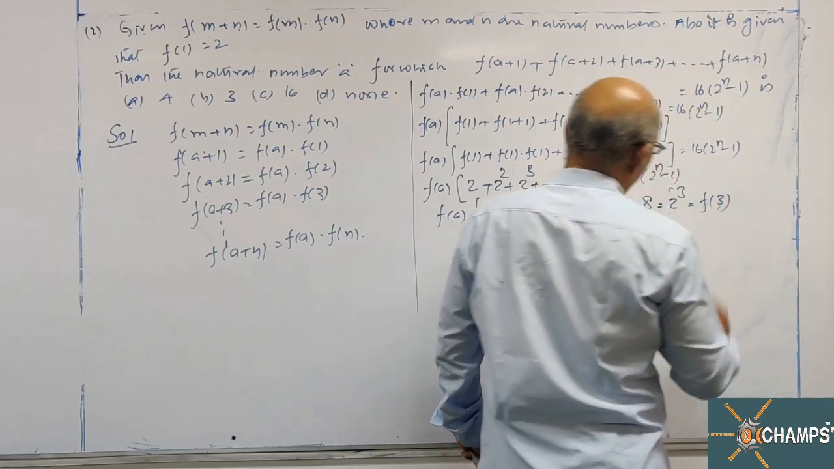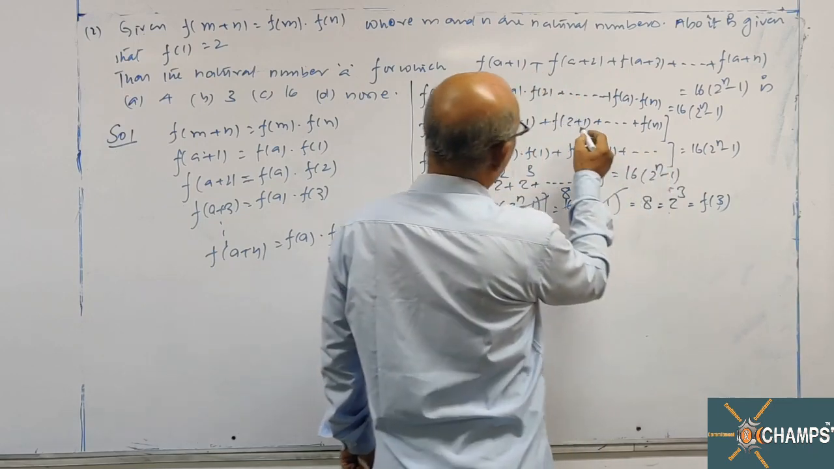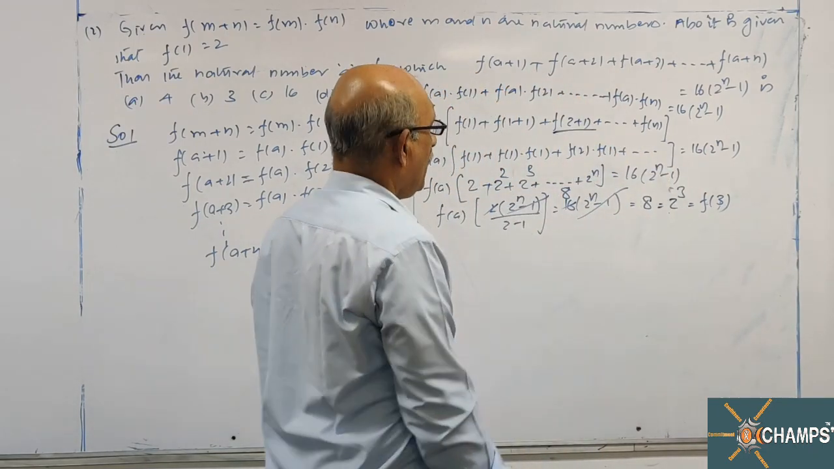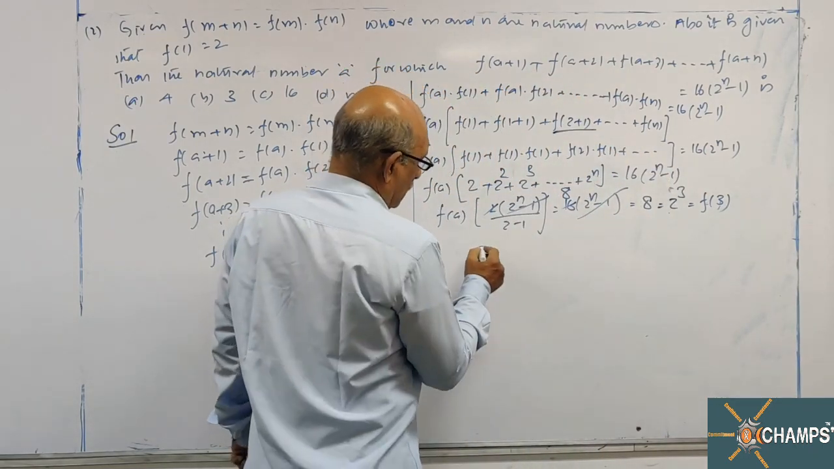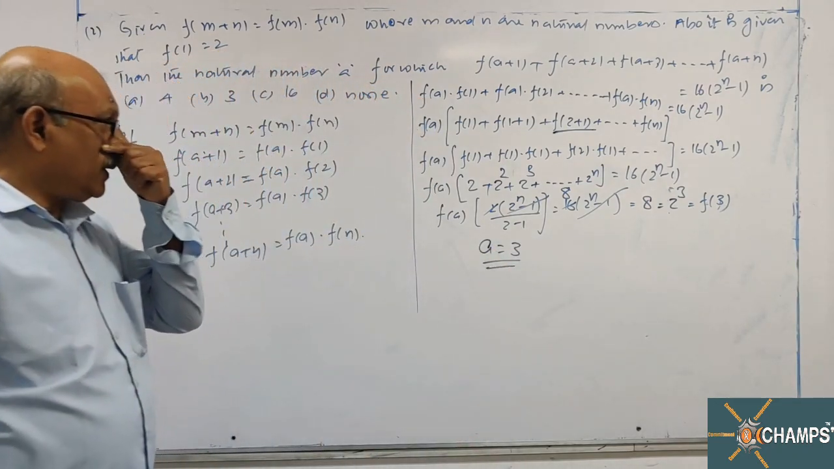This is equal to f of 3. This 8 can be written as 2 cube. 2 cube means f of 3. Therefore, a is equal to 3. a is equal to 3.